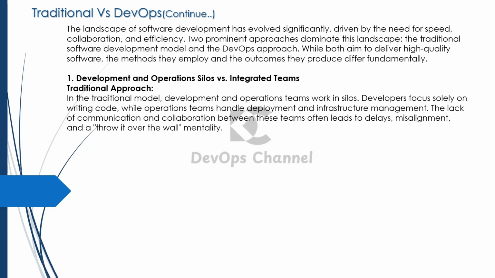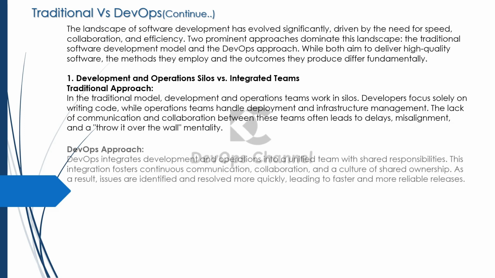The first one is development and operations silos versus integrated teams, right? We have seen this in our PPT also. In the traditional approach, development and operations teams work in silos, meaning they are individuals. Developers focus solely on writing code while the operations team handles deployment and infrastructure management. The lack of communication and collaboration between these teams often leads to delays, misalignment, and a throw-it-over-the-wall mentality. Whatever comes, they throw at each other: hey, it's not my mistake, it's your mistake.